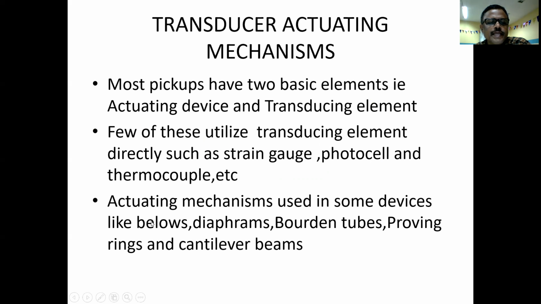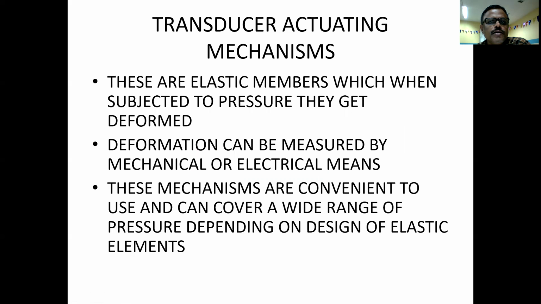Then these actuating mechanisms are used in some devices like bellows, diaphragms, Bourdon tubes, proving rings, and cantilever beams. So these are using the actuating mechanisms. We will see now what the transducer actuating mechanisms do. These are elastic members which, when subjected to pressure, get deformed.